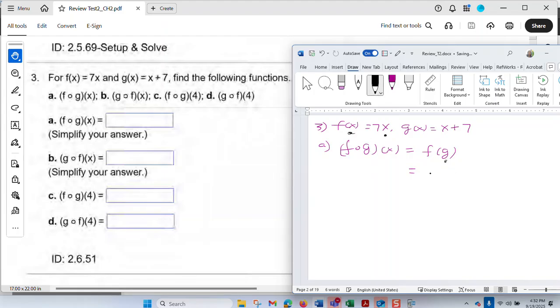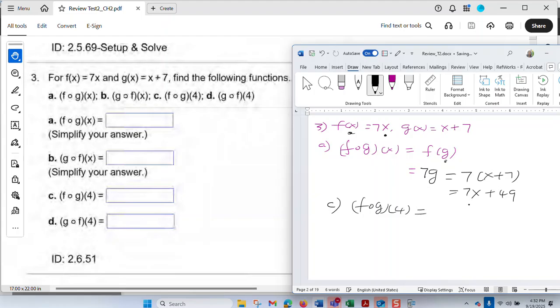So this will become 7g. Then eventually I plug the g in. So 7g is 7 times x plus 7, so this whole thing will be 7x plus 49. And it's done. If I want to do part C, f composite g of 4, I just need to replace the x by 4, and it's all done.